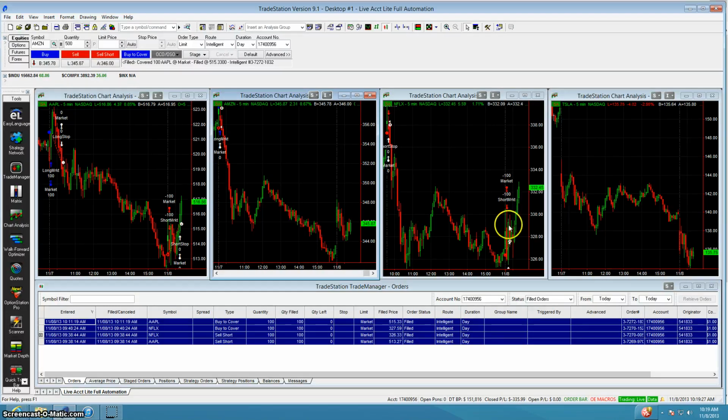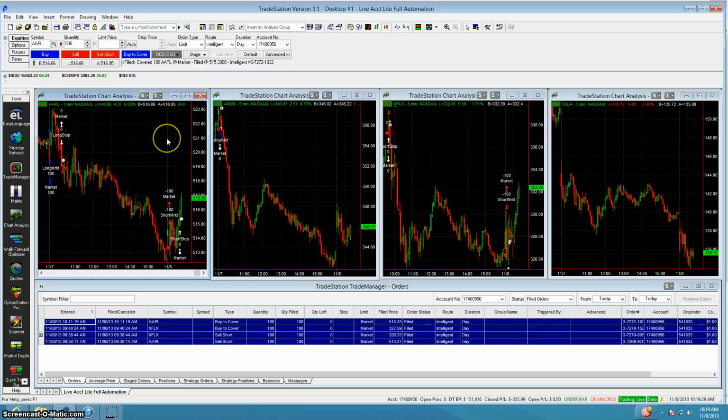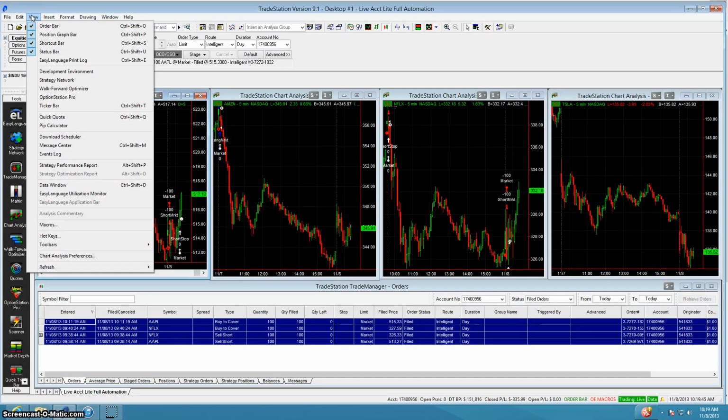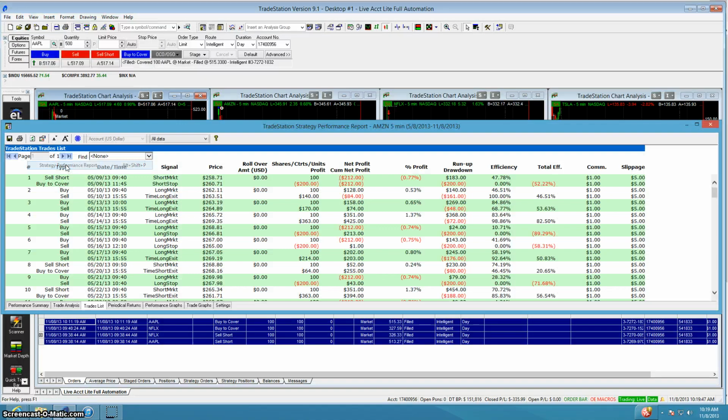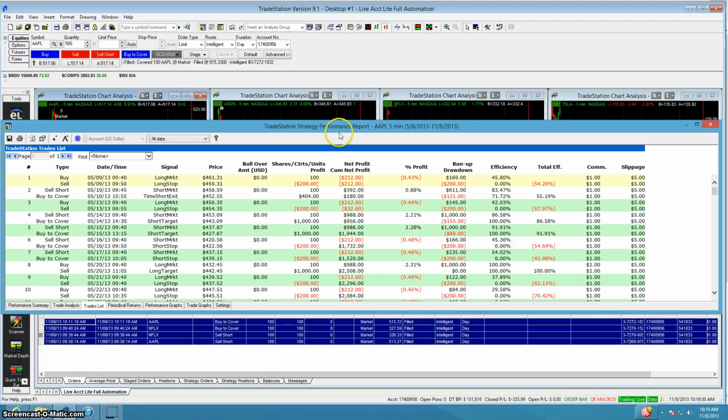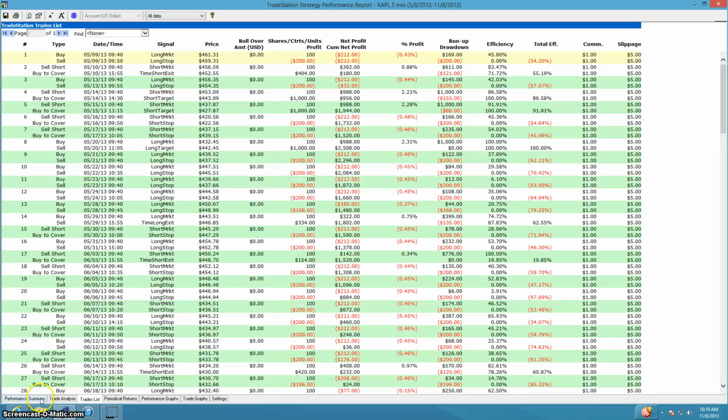For example, when you look at a chart on Apple, this is a 5-minute chart on Apple. Today's trade was a losing trade, but let's say I want to see how the trade would have performed with these strategy settings over the last 6 months. What I can do is go up here to view the strategy performance report, and you can see at the top here, from May 8th, 2013 through November 8th, 2013, these are our results.